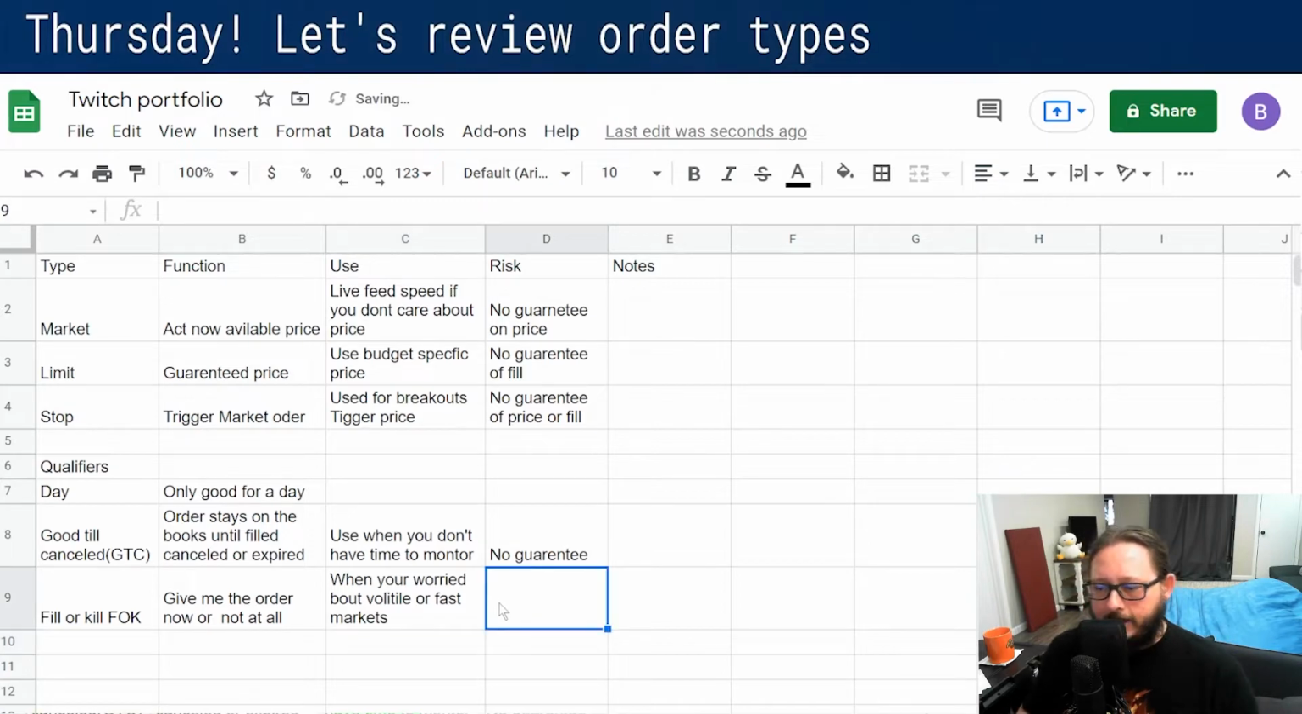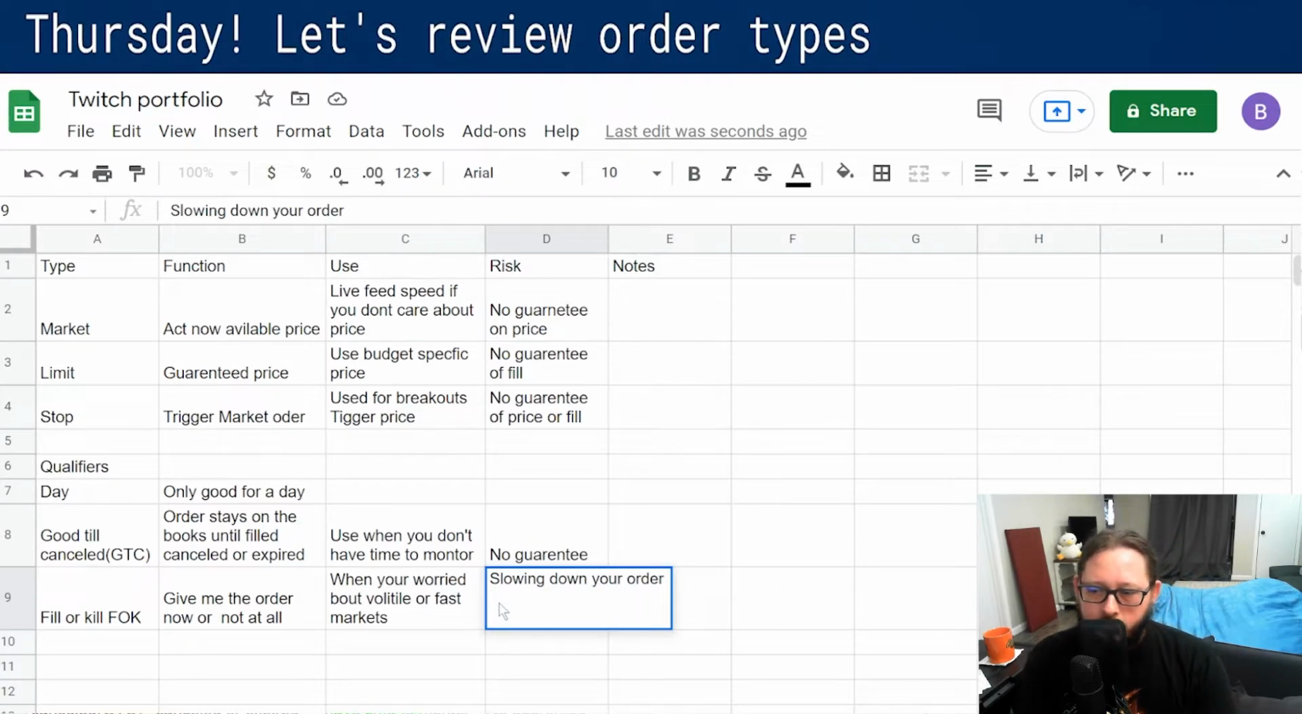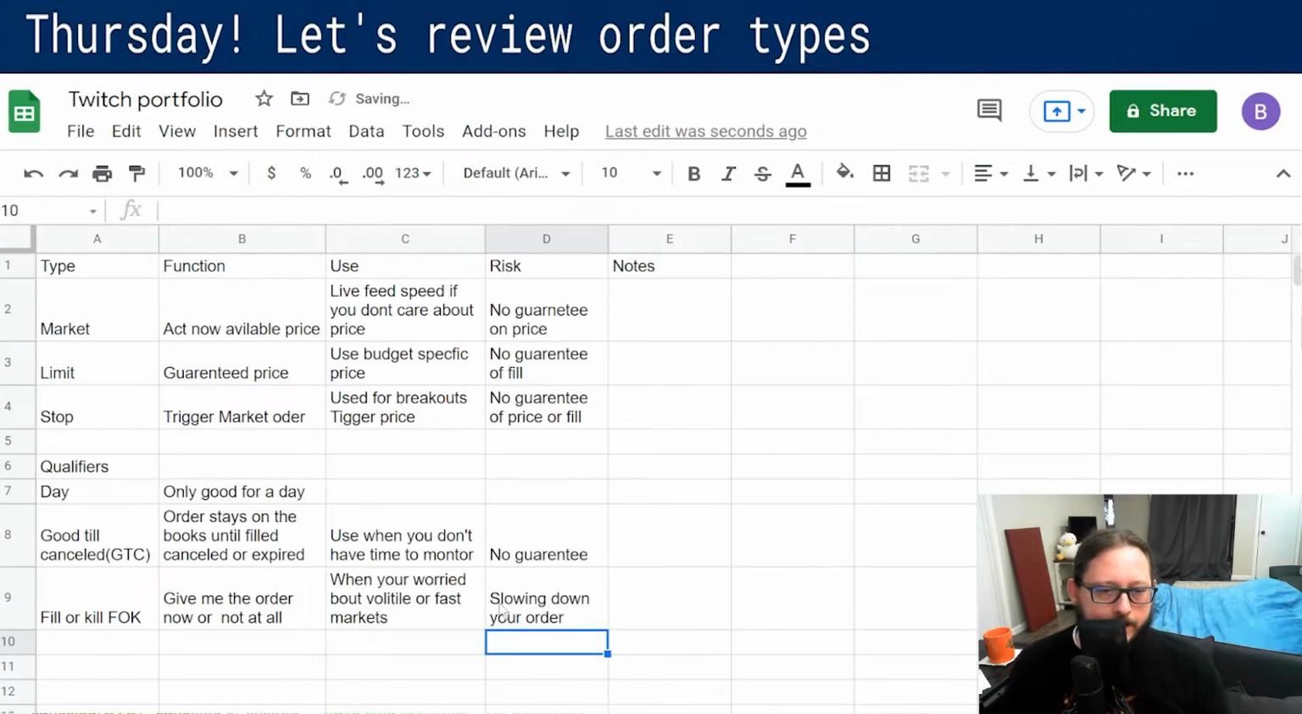And then the risk here is you are slowing down your order, and then of course you might not get filled because it might not be immediately available. So given a fill or kill expires in minutes, so it's actually faster expiration than a day order. Fill or kill, depending on your broker, usually has, once the order is live and on the books, an expiration of just under a minute.